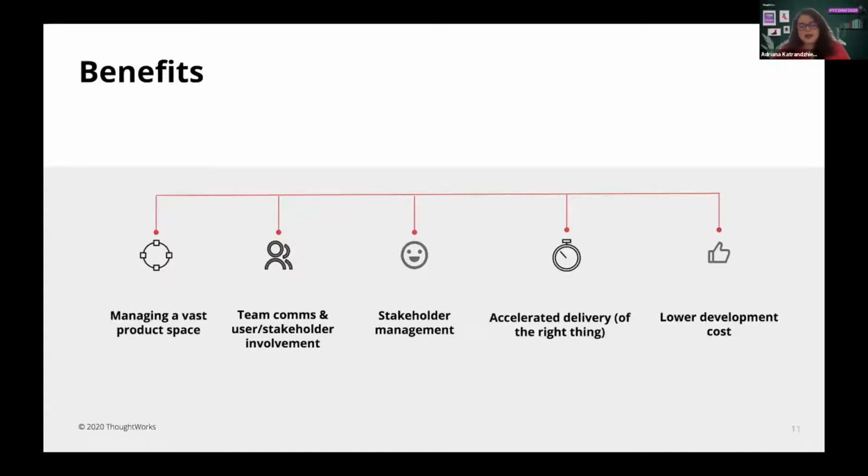And ultimately, this resulted in accelerated delivery of the right thing, because there was less wasted effort focusing on something that ultimately is not going to provide that much value for the customer. And that in itself resulted in lower development costs. So the teams were focusing on building those products and features that were deemed more valuable and beneficial to customers.